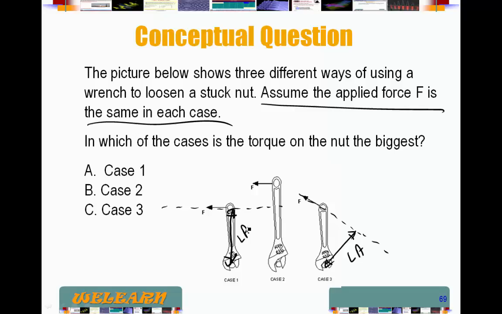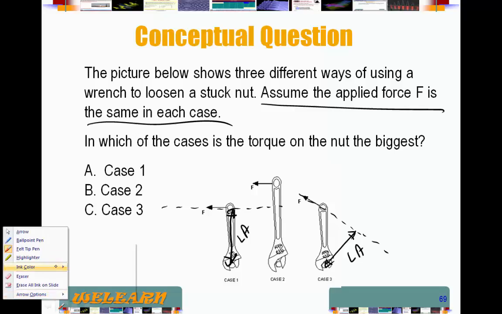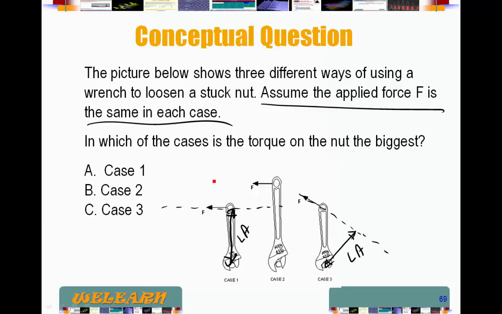Now for case 2, we have a larger wrench. The line of action of my force is along this direction, so my lever arm is going to be this much. Since the forces are the same, and here I have a larger lever arm, the torque in case 2 is going to be larger than the torque in case 1, which is larger than the torque in case 3. So case 2 in this case is the winner.